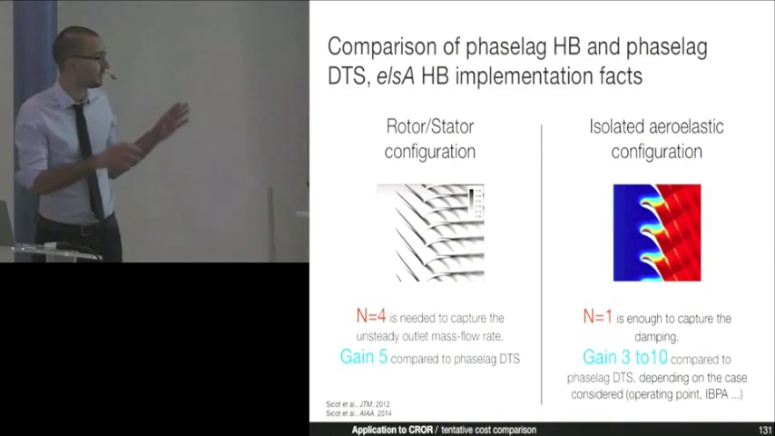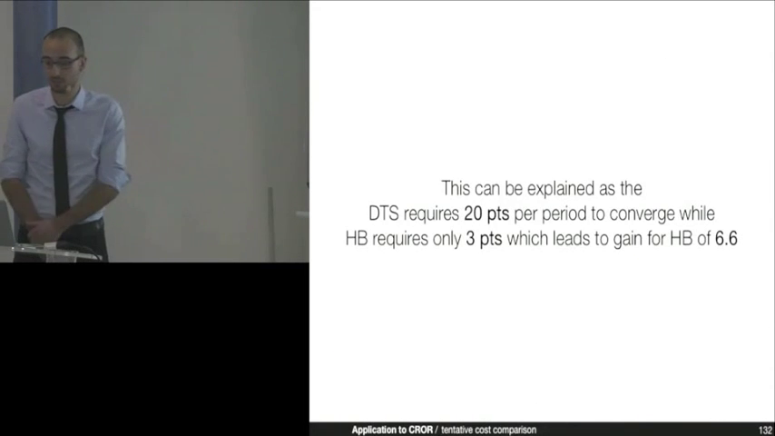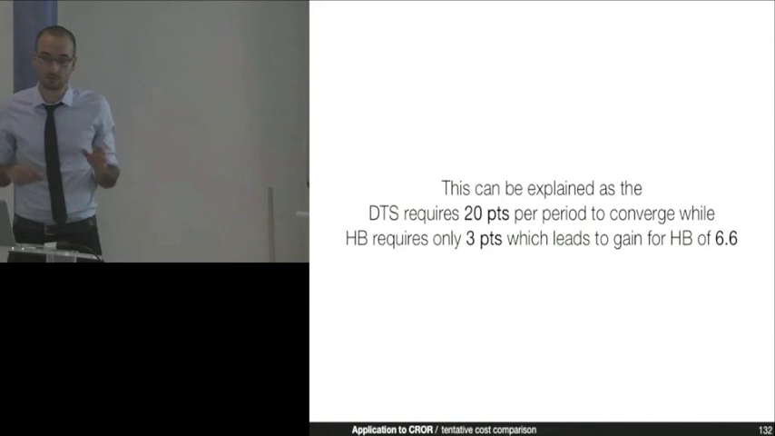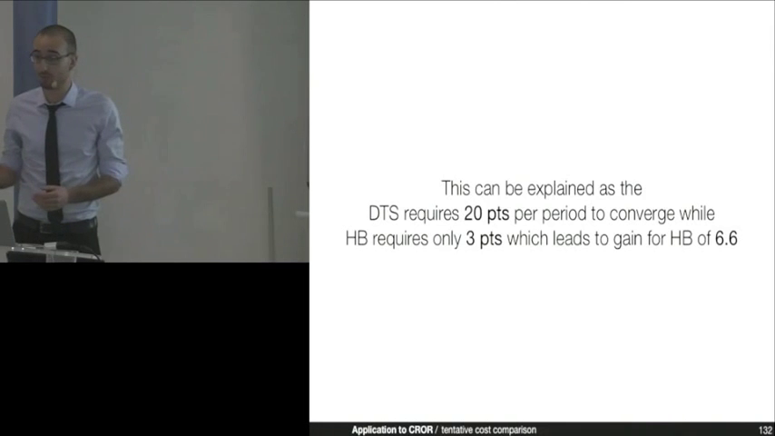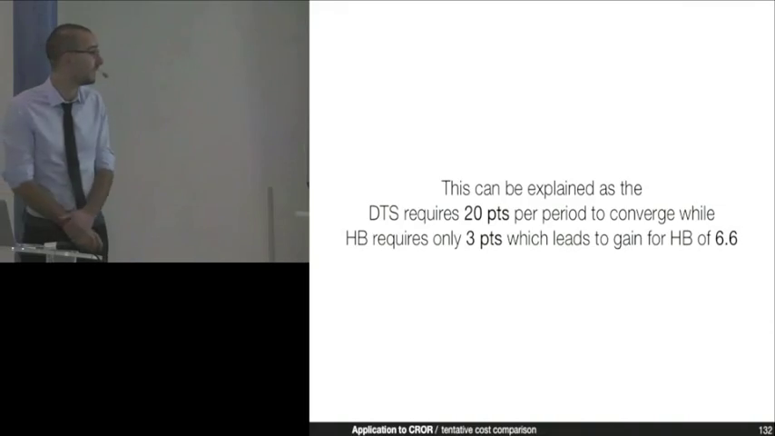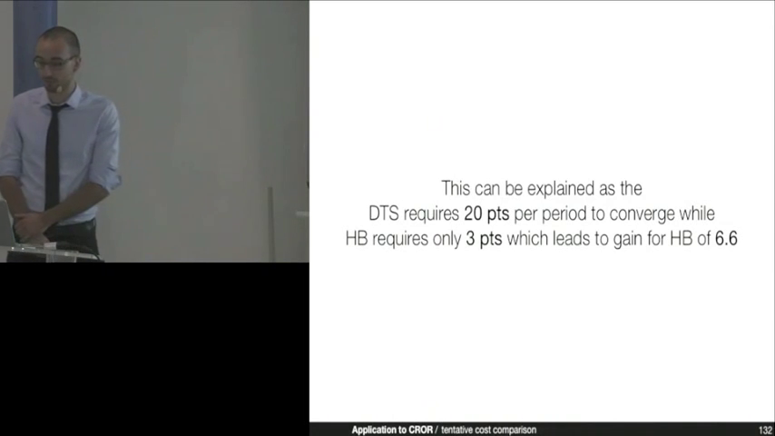And actually, these figures, a gain of 5 and a gain between 3 and 10, can be explained because the DTS requires 20 points, roughly, to converge, while the harmonic balance only requires 3 points, which is the Shannon minimum of sampling to capture one frequency. And this yields a gain for the harmonic balance, which is 6.6.